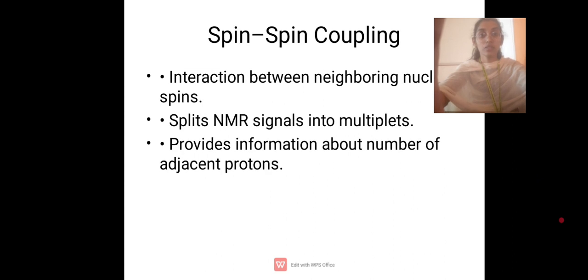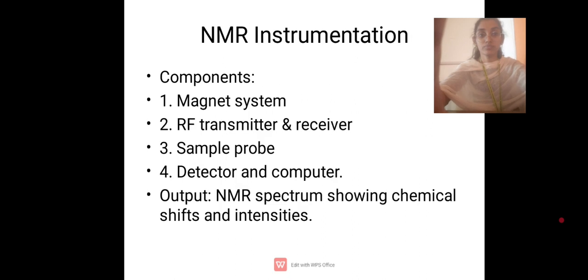Spin-spin coupling. It is the interaction between neighboring nuclear spins. It splits NMR signals into multiplets. It provides information about the number of adjacent protons.